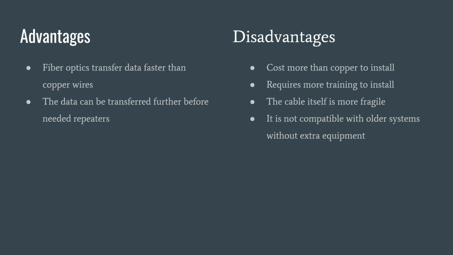Looking into those data transmission cables a little bit further, fiber optics have a far greater transfer speed than copper wires, and they can transfer data further distances before things like repeaters need to be added into the line to boost signal.